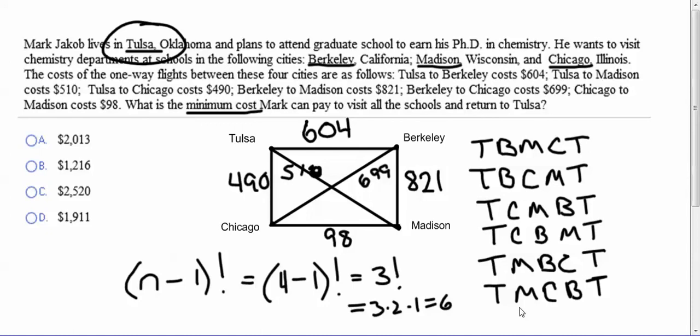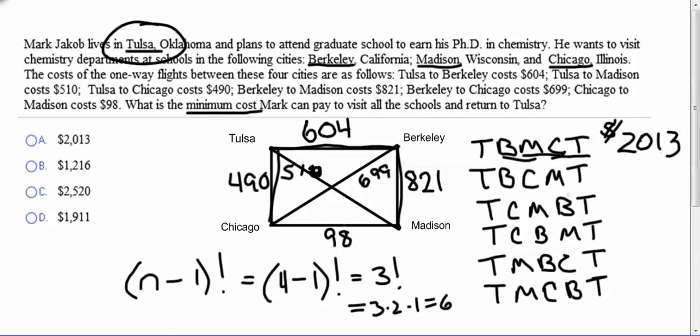So from Tulsa to Berkeley is 604, plus from Berkeley to Madison is 821, because that's cross country, plus from Madison to Chicago, that's pretty close, plus 98, plus Chicago to Tulsa is 490. So the cost of that trip, just to visit those grad schools, not including hotel or food, is $2,013.